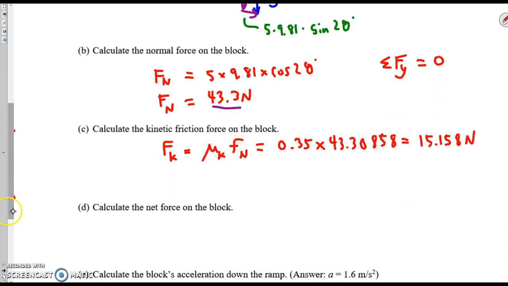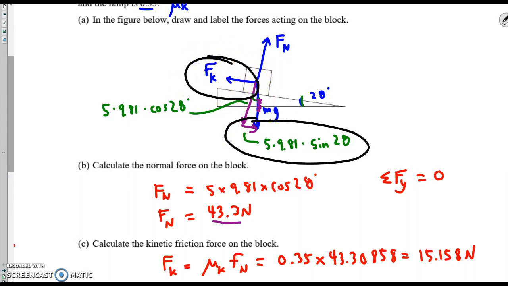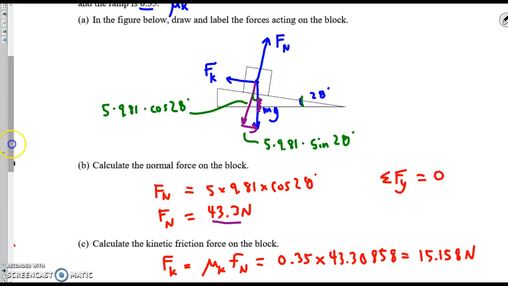Next, calculate the net force. Well, I know that the y forces all cancel. So all I care about is the x-axis. The net force is simply what doesn't balance out or cancel on the x-axis. So let me look at my x arrows. I have this 5 times 9.81 times sine 28. That's positive because it's to the right. The arrow points to the right, not to the left. But Fk points to the left. So that's a negative x-axis force. So let me put those down.